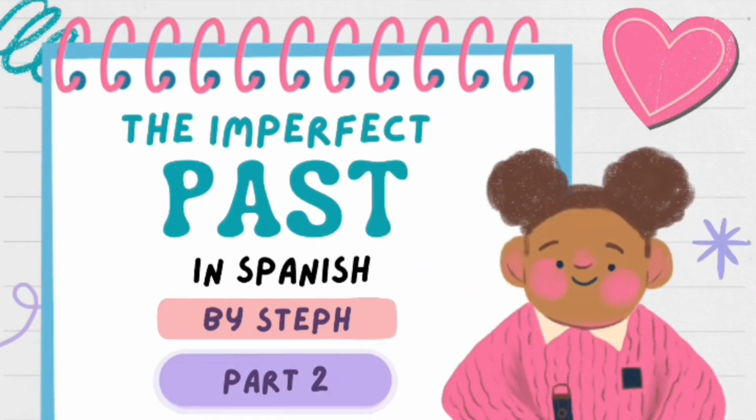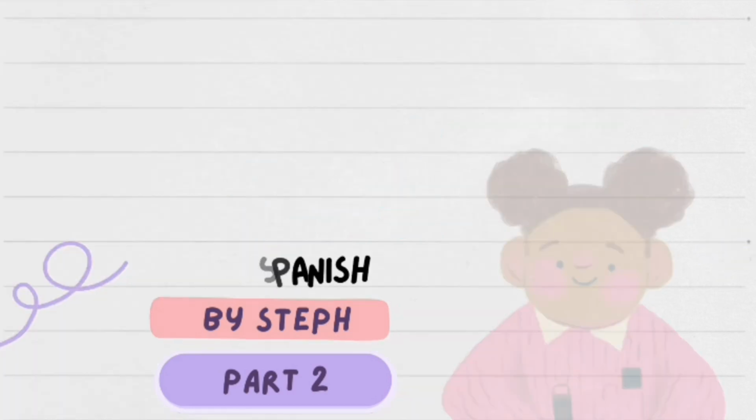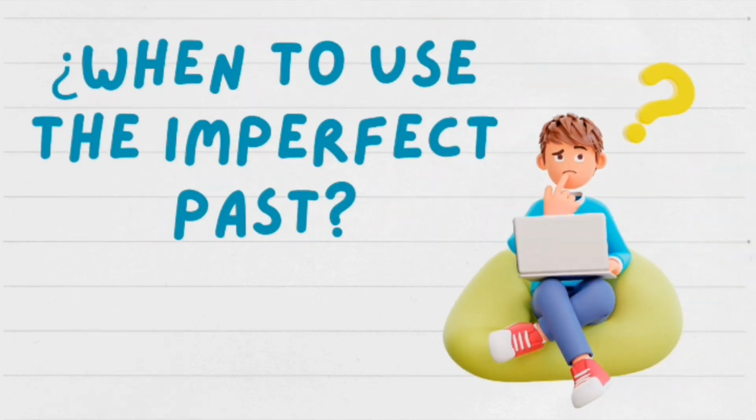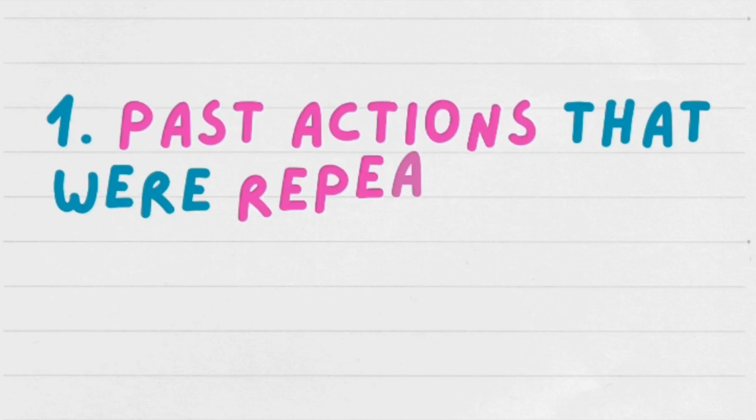Hey, hi guys. In today's lesson, we're going to talk about the imperfect past in Spanish. This is part 2. So let's start. All right, guys. So when are we going to use the imperfect past? Okay. Let's see case 1.